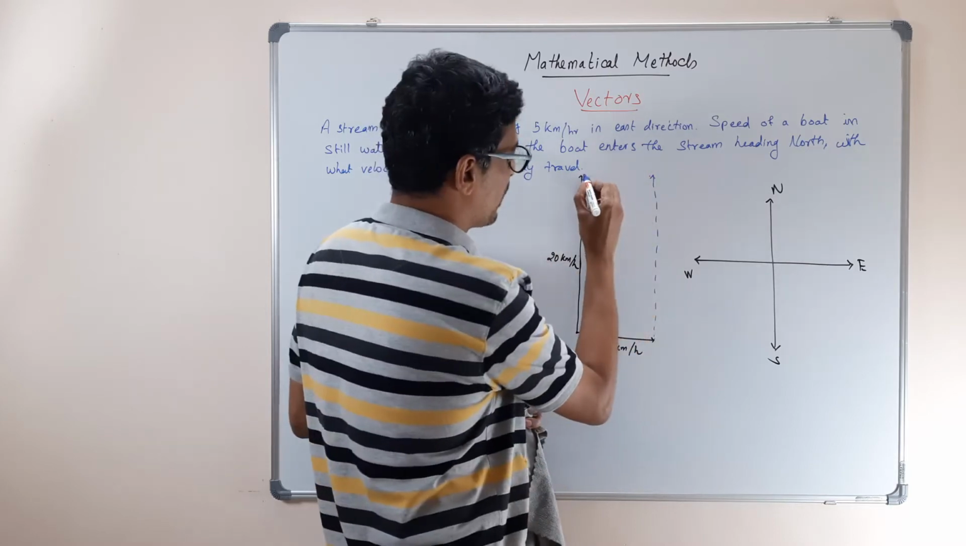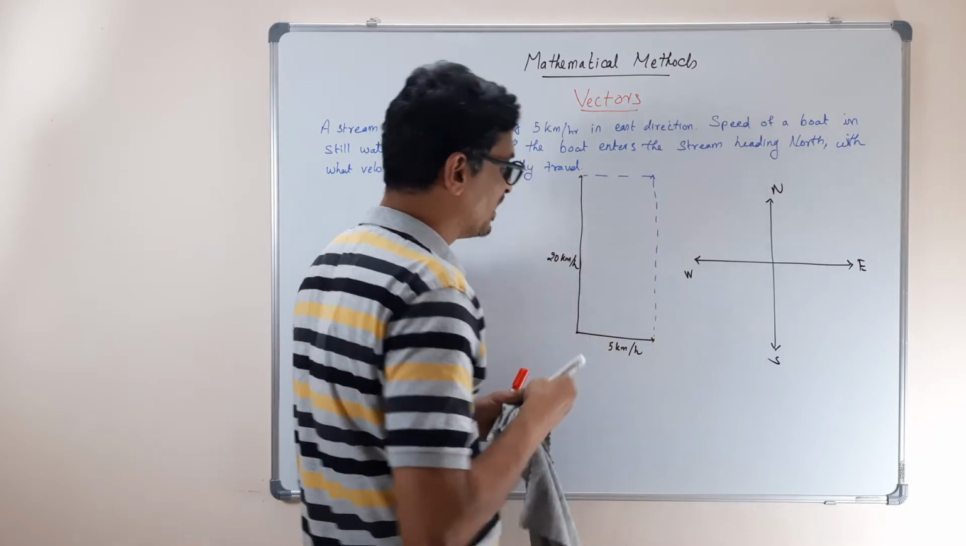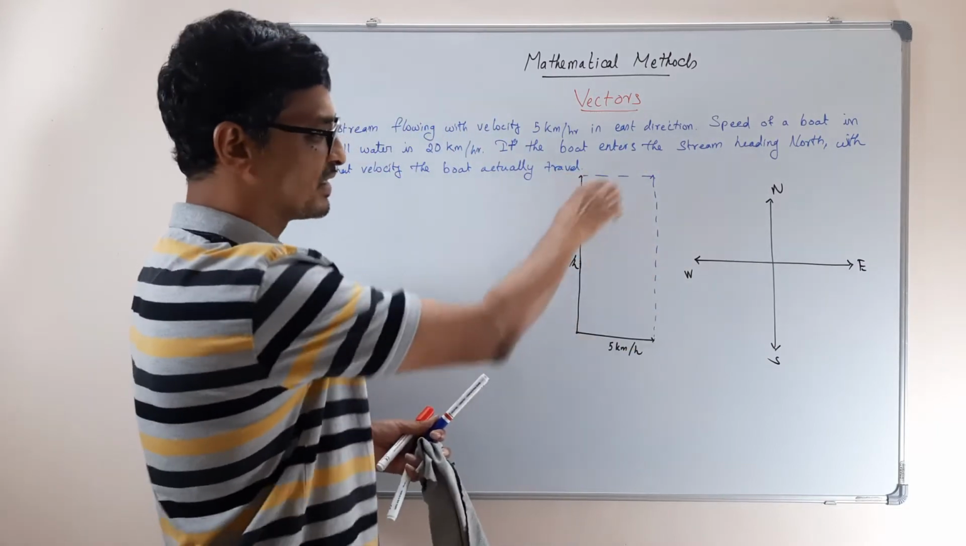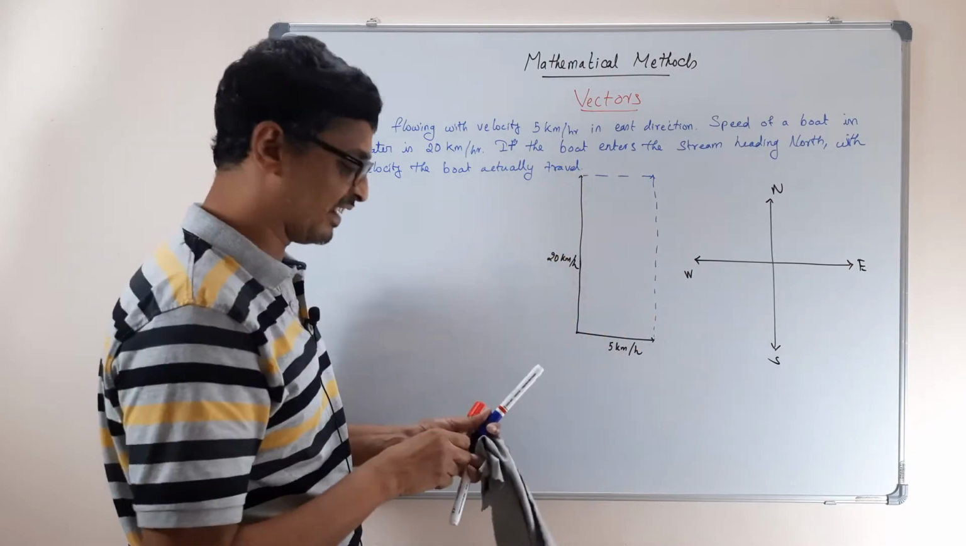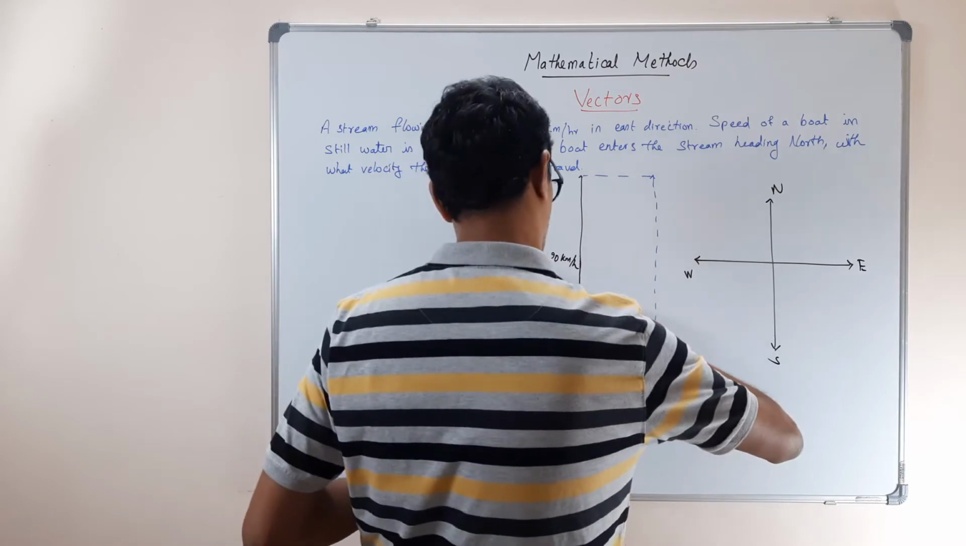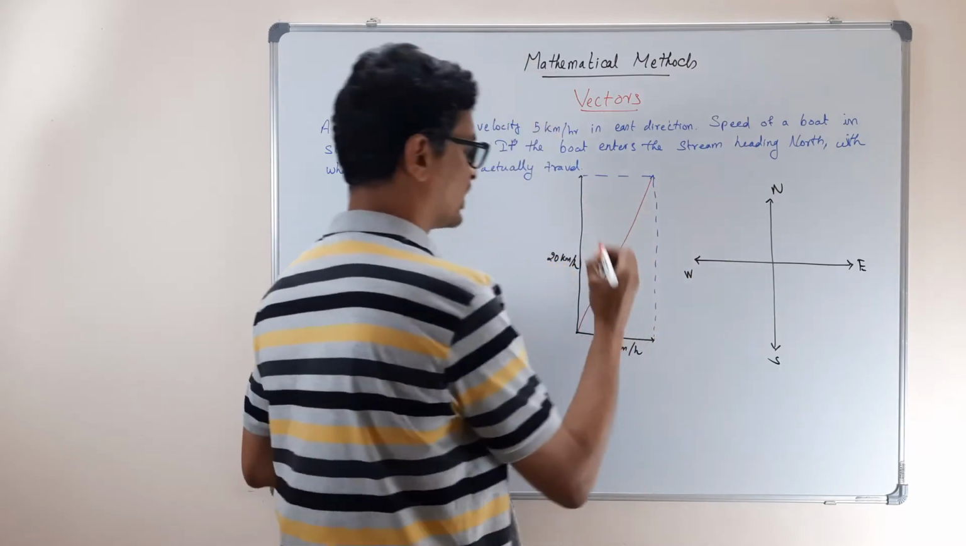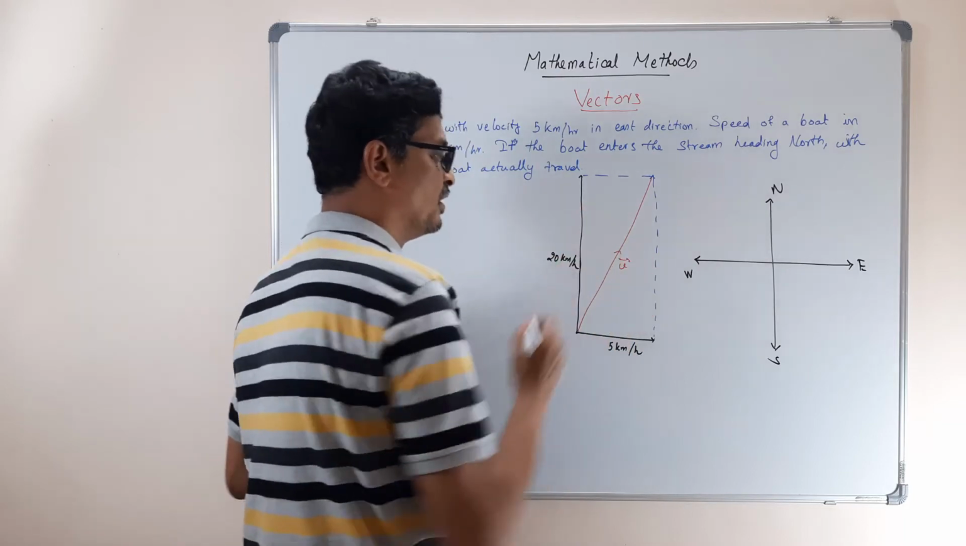And that will be anyway the same, because your parallelogram law is also basically the same. You draw a parallelogram and then you connect the diagonals. Here, since these are perpendicular, the parallelogram becomes a rectangle. And then you connect your diagonals, right? And this is your resultant velocity V of the boat.